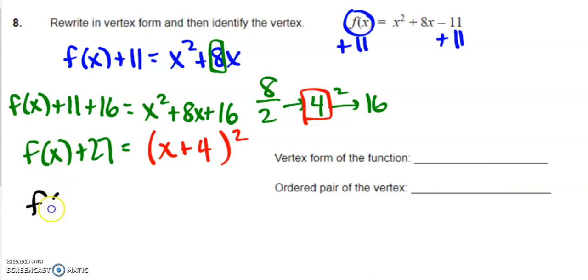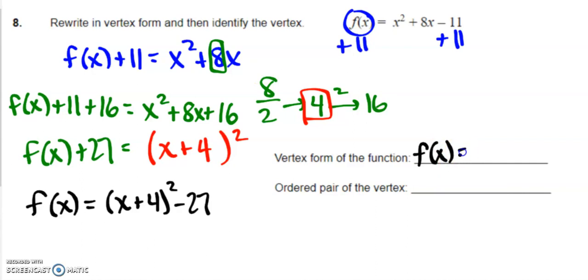Well, vertex form then, I need to get my y value by itself. So here's my vertex form. The ordered pair of the vertex is going to be shifted left 4 and down 27. So there's your h, k, or your vertex.